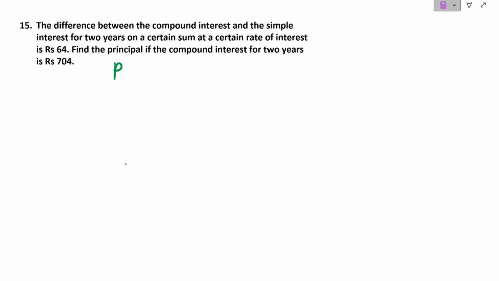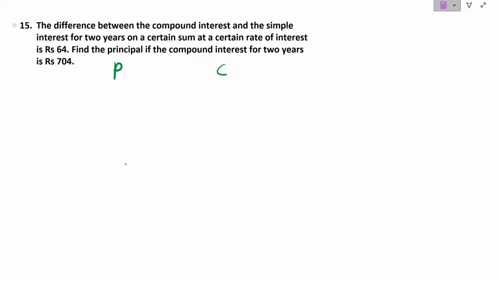And what is the difference between compound interest and simple interest? In compound interest, the interest is calculated on the principal as well as on the interest of the subsequent years, while simple interest does not consider the interest part, it only considers the principal part while calculating the overall simple interest. It says the difference between the compound interest and the simple interest for 2 years on a certain sum at a certain rate of interest is 64.